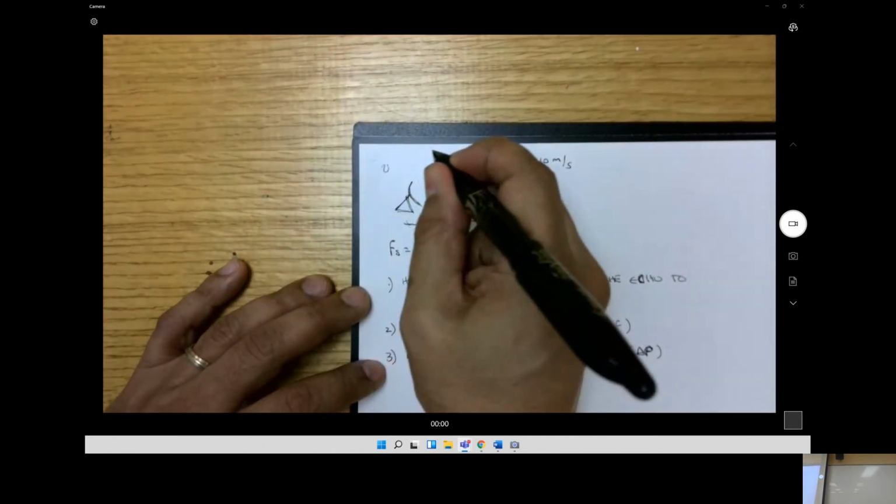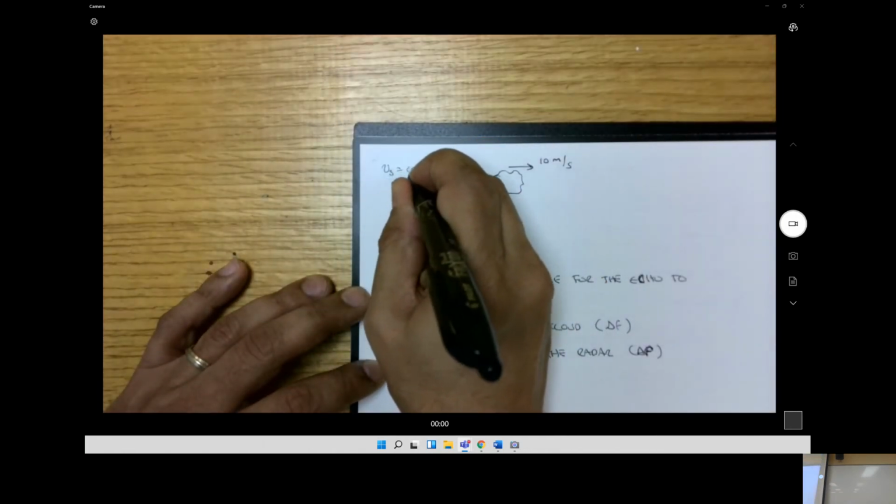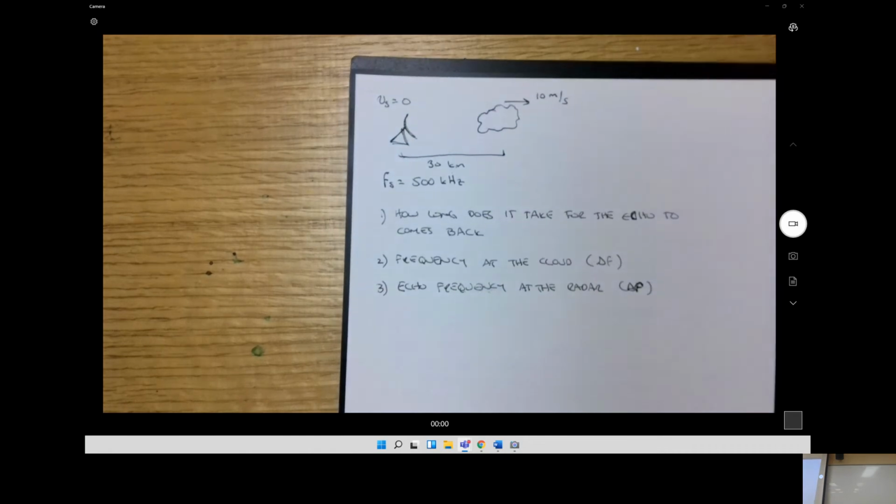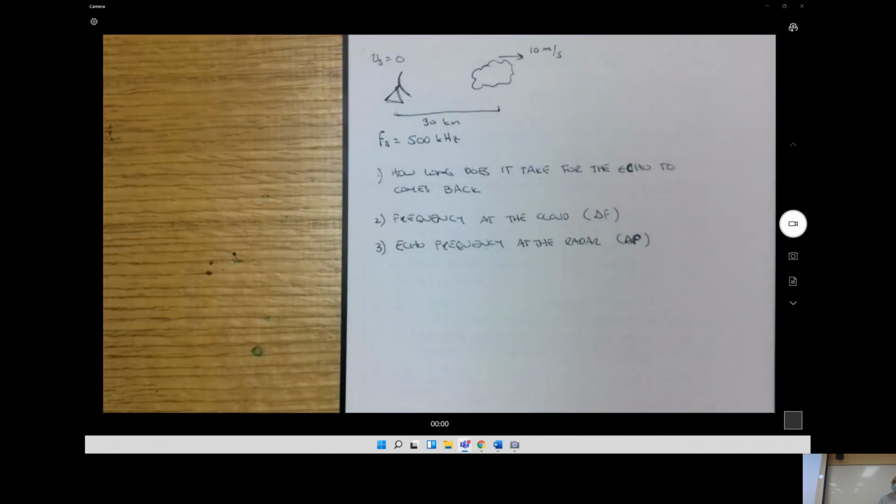Obviously the radar is static, it's not moving, and so the problem is a little bit simpler than what we did before. Okay, makes sense? I'll give you a couple of minutes to do it, and then we'll do it together.